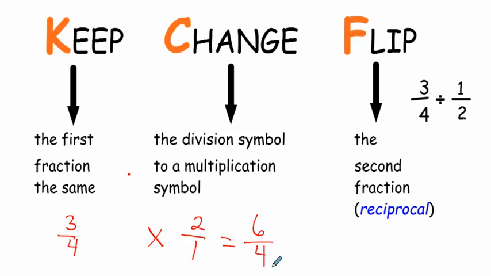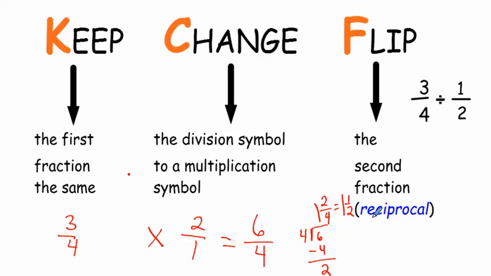That is improper, so I should change it. I want to know how many 4s go into 6. That's 1 whole. I have 2 left over, so I bring my remainder on top and always keep the same denominator. So 6/4 is the same as 1 and 2/4, which, for some of you that are good at simplifying, is the same as 1 and 1/2.